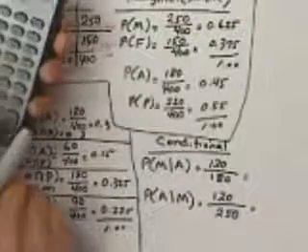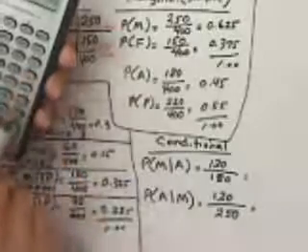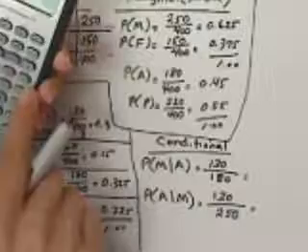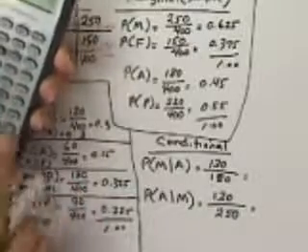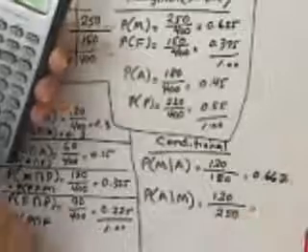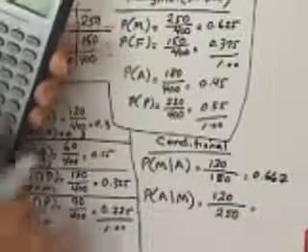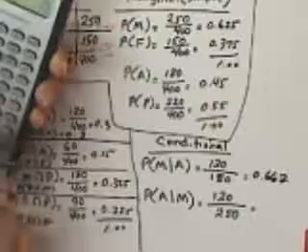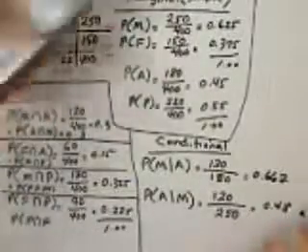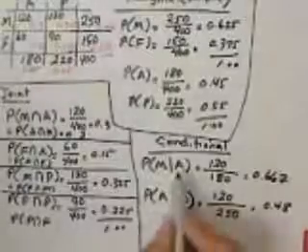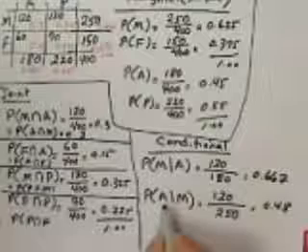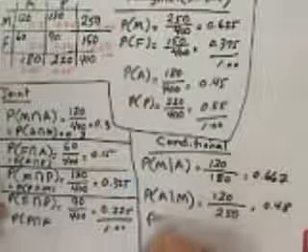We have 120 divided by 180. This is 0.667, and this one is 120 divided by 250, so this is 0.48.